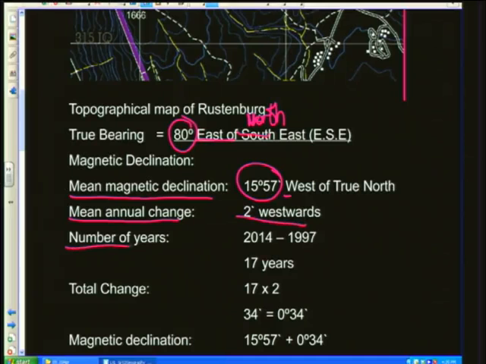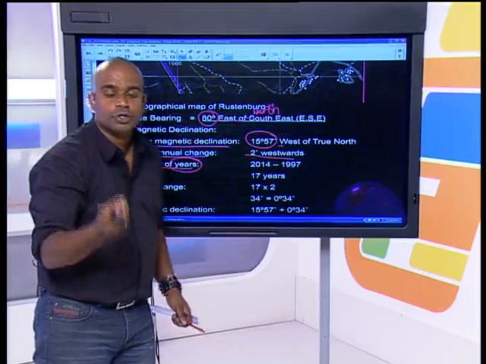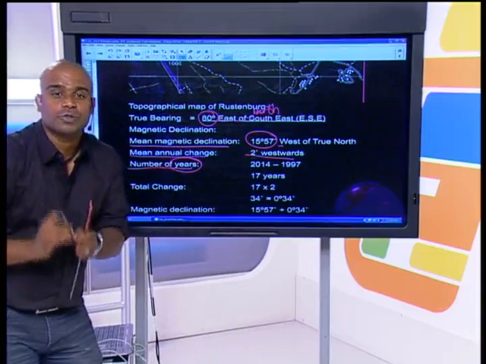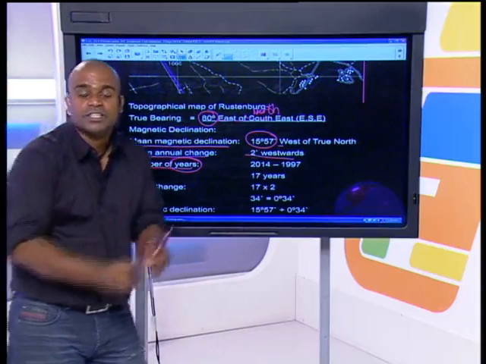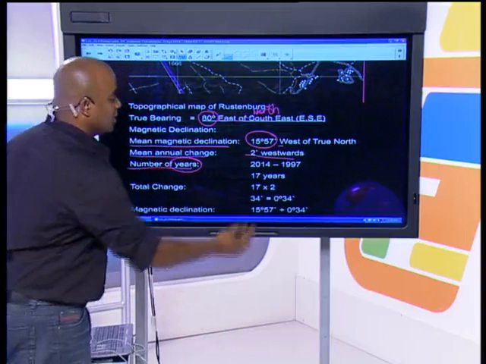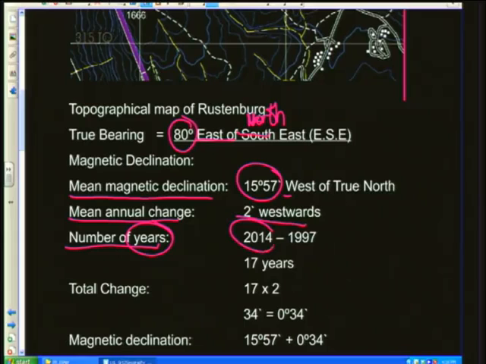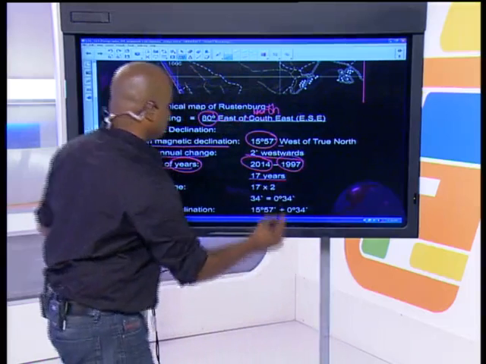Let's look at the next step, number of years. As we've established already, you should note the question requires you to calculate the magnetic declination for the present year. In this example, our present year is 2014. As we've established from the margin of the map, the year is 1997. 2014 minus 1997 is 17 years. This is the number of years between the present year and the year on the map.